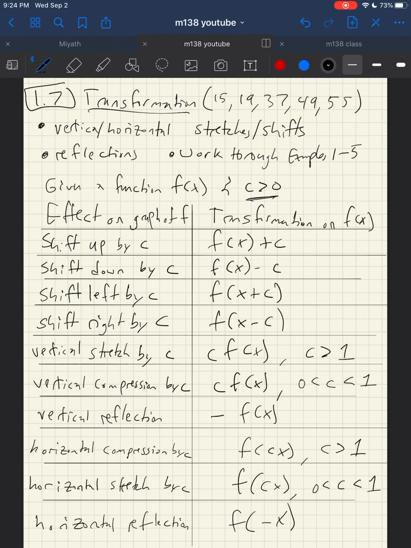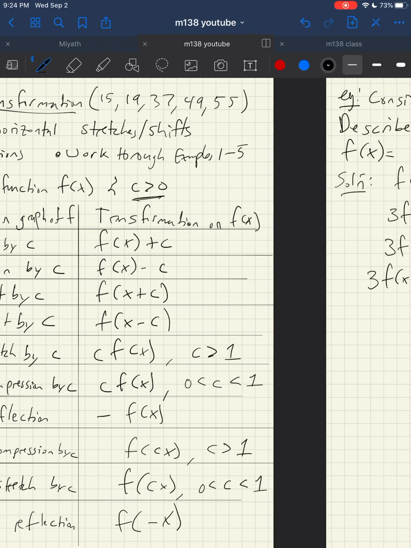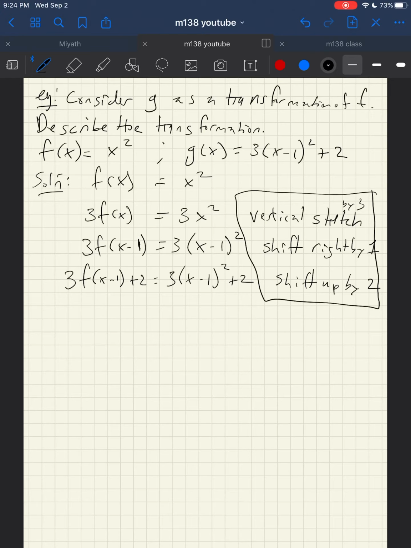I know it's awkward in this video because we can only see one thing at a time, but let's now look at this graphically. So here's f of x, and this is a parabola. Now when we do 3f of x, we're going to stretch it vertically.